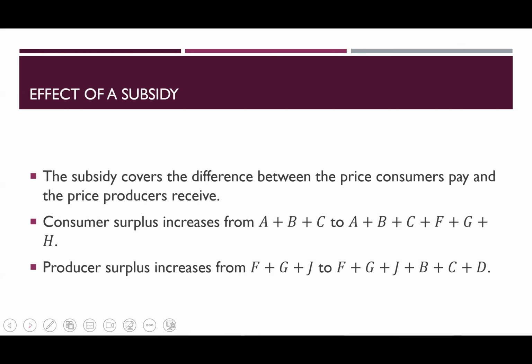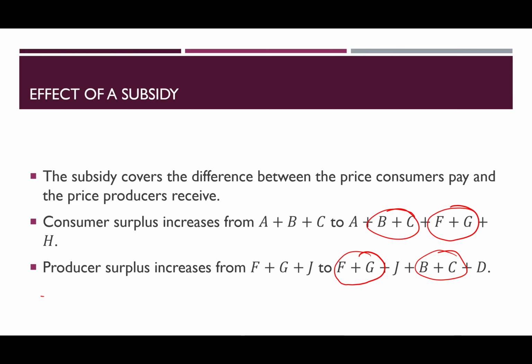Again, the subsidy covers the difference between the prices that consumers pay and the price that producers receive, allowing for both consumer surplus and producer surplus to increase, and they're going to overlap, right? In this case now, both are enjoying F and G, right? As well as B and C.